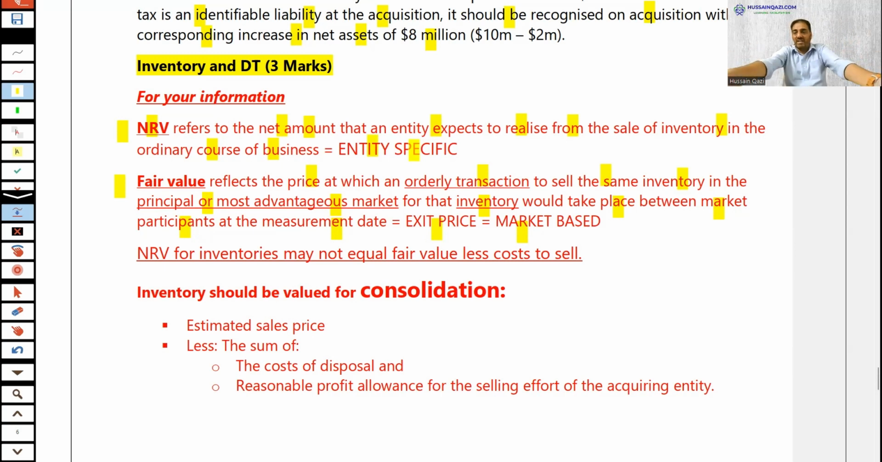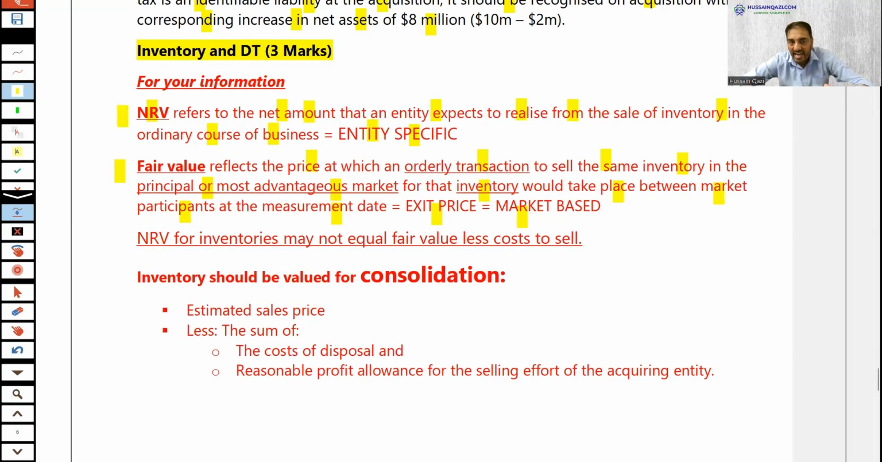If the entity will sell the inventory, at what value after adjusting the cost of disposal and any selling effort that needs to be considered. Here I have mentioned that NRV of inventories may not equal fair value less cost to sell, because apparently the difference between fair value and NRV is a cost to sell.